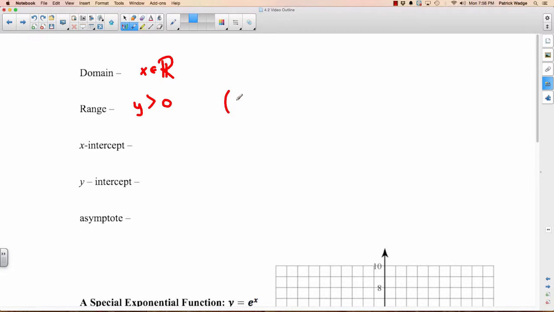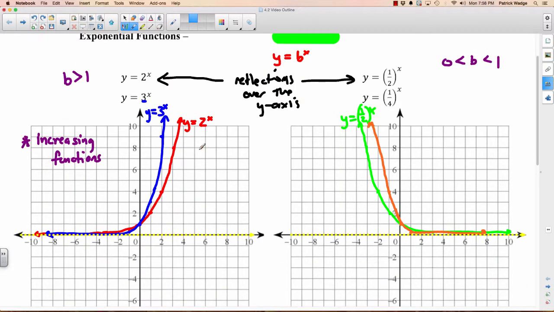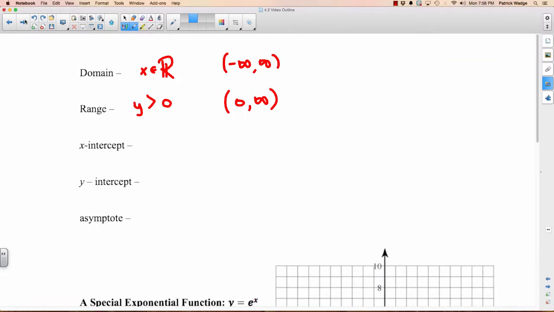Or if you want, you could put from 0 all the way up to infinity. This one, remember, you could have put -infinity to infinity. These are the same thing. X-intercept. Where do these things cross the x-intercept? They don't. Remember, there's an asymptote there. It never reaches the x-intercept. So we'd say none.